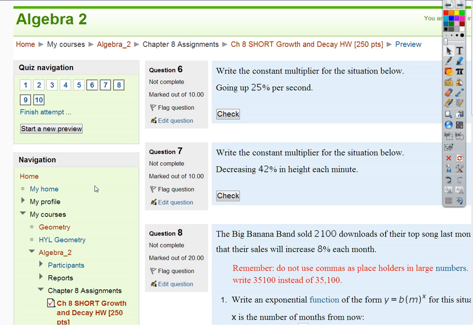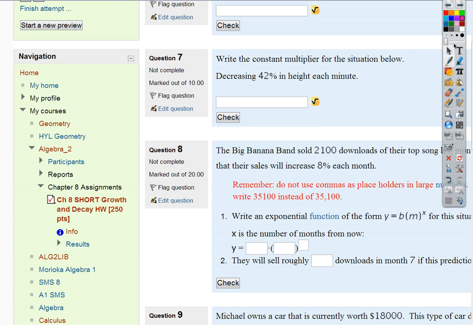Okay, so what's this? If it's going up 25%, what's that constant multiplier going to be? 1.25. Good. Now let's do a negative one. What if it's decreasing by 42%? 1 minus 0.42. Yeah, that makes sense. It's going down by 42%, so that's a decimal 0.42. So it'd be 1 plus negative 0.42, which is 1 minus 0.42. What's that? 0.58. Okay? Make sense?